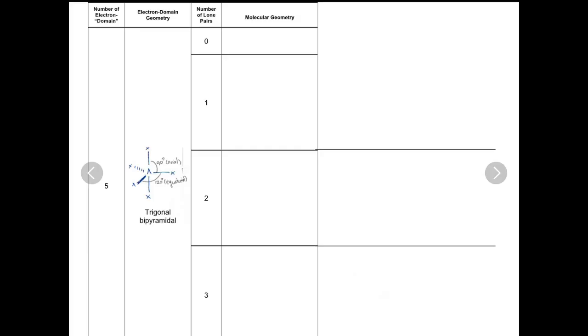All right, so number 5, when we have 5 electron domains, the electron domain geometry for this is trigonal bipyramidal. The molecular geometry when there is no lone pair is going to be the same, which is trigonal bipyramidal. So these two are going to be the same when there is no lone pair.